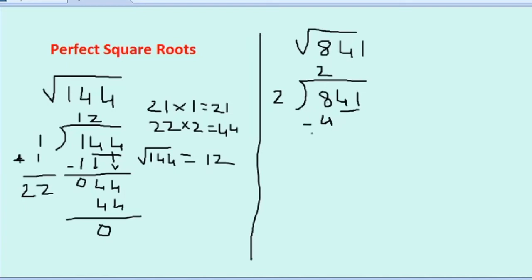Now what we should do? 8 minus 4. 8 minus 4 is how much? 4 is remaining here. Next step is bring both these numbers down here besides 4. So I'll write here 441. Now we have to add 2 in this number. Right? I have written 2 here, so I will add 2 here. This 2 plus 2 becomes 4.